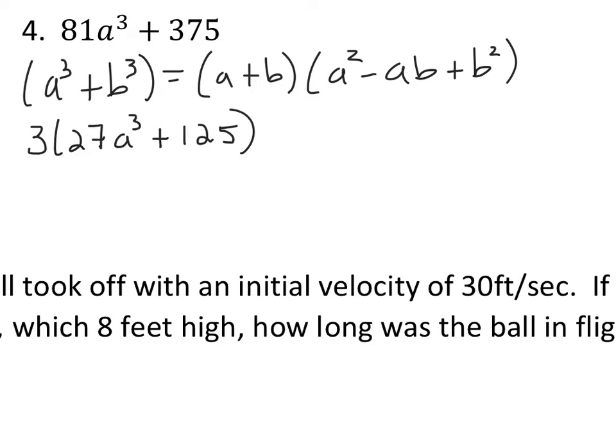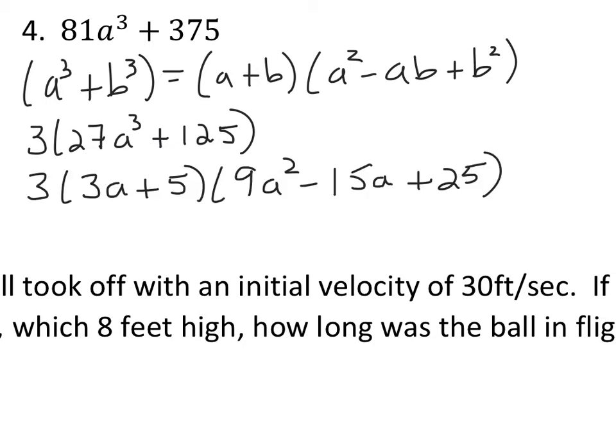Now in this particular example, we have an added step where we have to factor out a 3 in order to get cubes. If I factor out a 3, then I get 27, which is a perfect cube, and I get 125, which is a perfect cube. If I didn't factor out the 3, then those numbers would not be perfect cubes. So I have to factor out the 3 first.